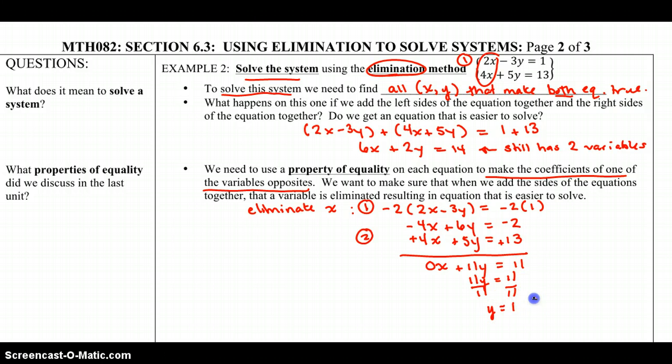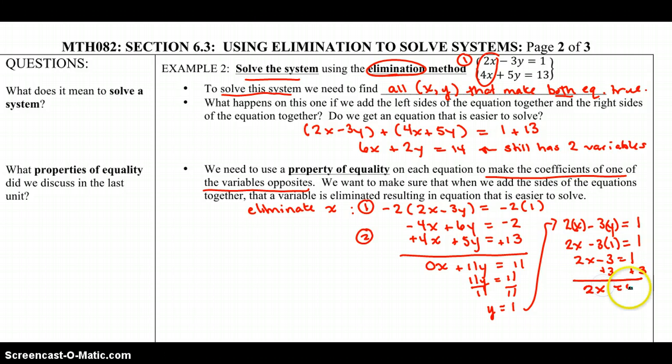Okay, so we're going to go back up now, switch it over here. And we saw in the last example that it did not matter which equation we pick. So I'm just going to take the first one. 2x minus 3y equals 1. Okay, and we're going to replace y with 1. So we're going to get 2x minus 3 times 1 equals 1. So 2x minus 3 equals 1. And to solve for x, we would first add 3 to both sides. 2x equals 4, and then we divide by 2 and get x equals 2.